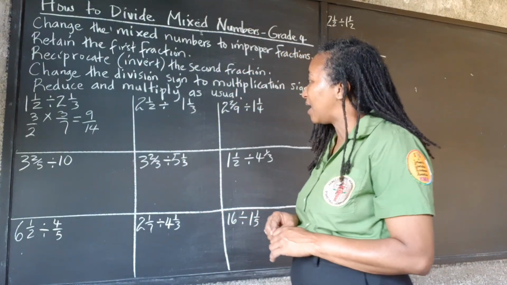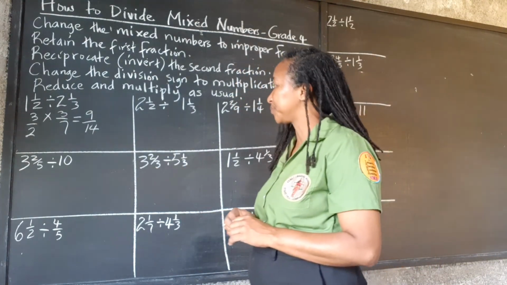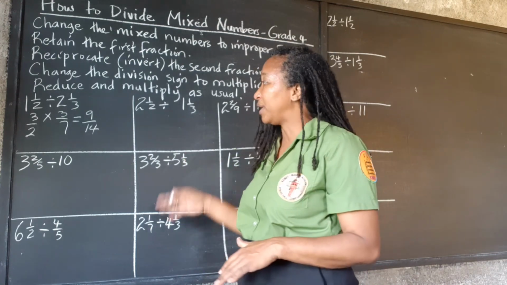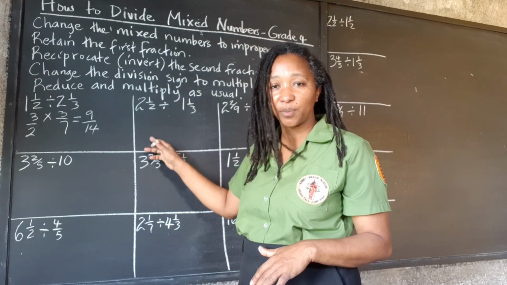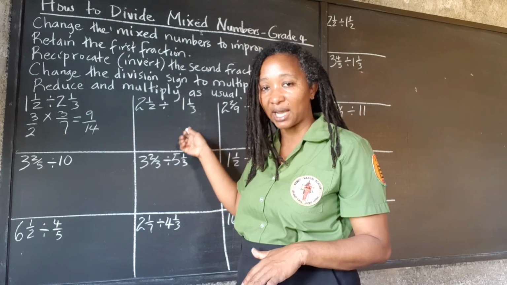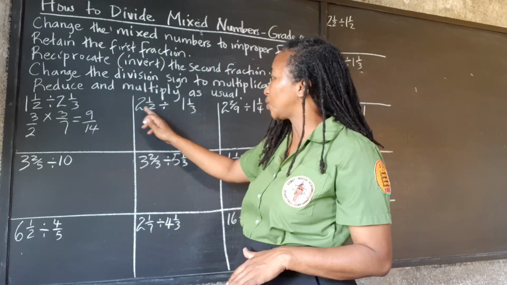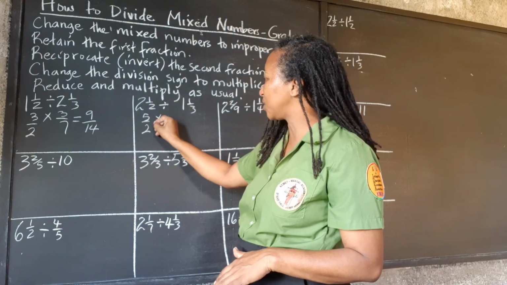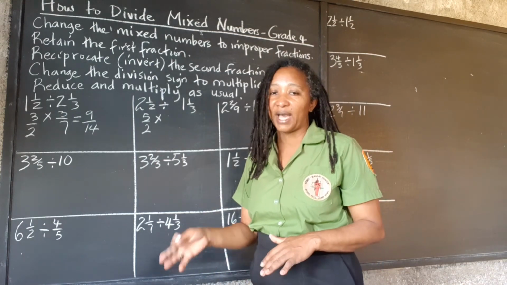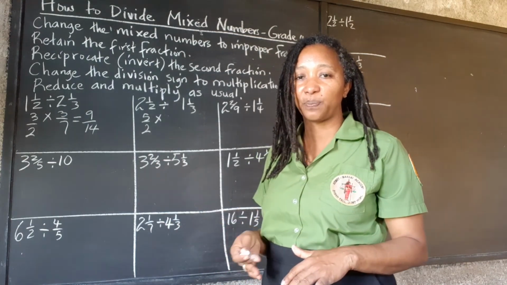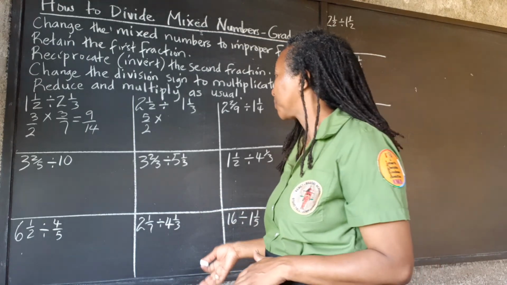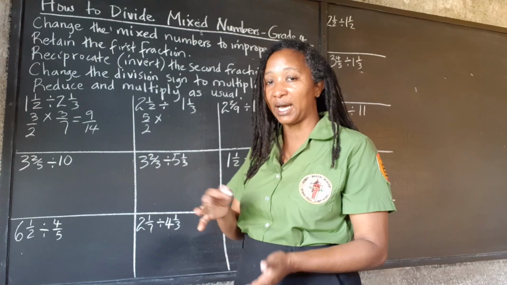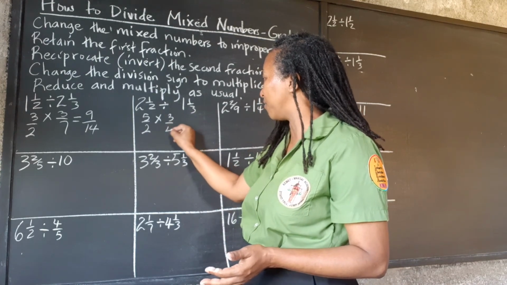Here we have 2 1/2 divided by 1 1/3. So we're going to change them to improper fractions. We're going to go ahead, change the division sign to multiplication, and invert the second improper fraction. 2 2s are 4 and 1, 5/2. Change the division to multiplication, since dividing by a fraction is the same as multiplying by its reciprocal. 3 ones are 3 and 1, 4/3. So we're going to reciprocate that. It's going to become 3/4.